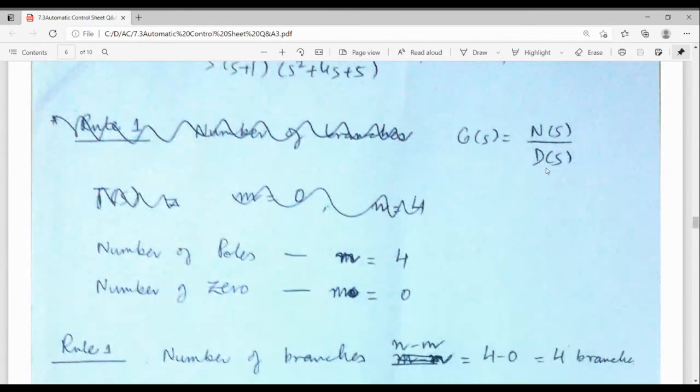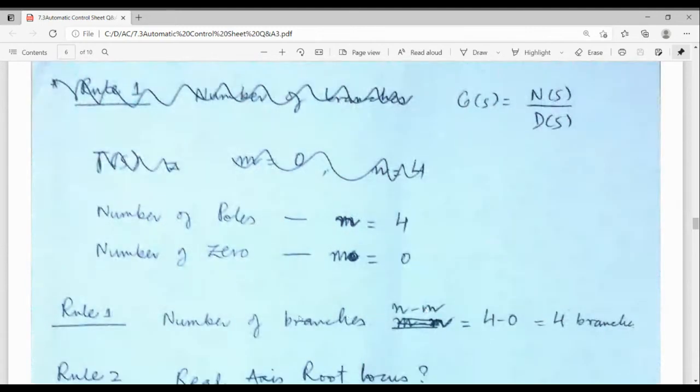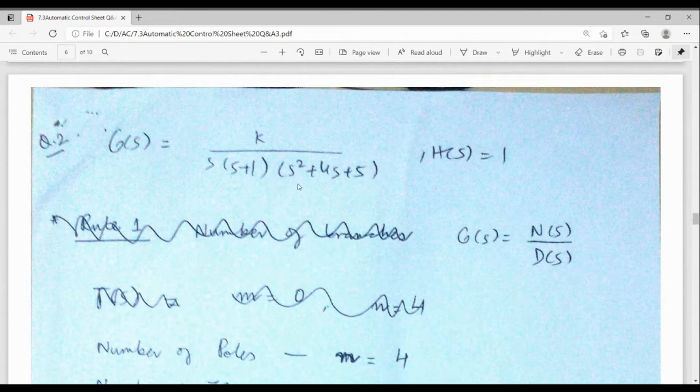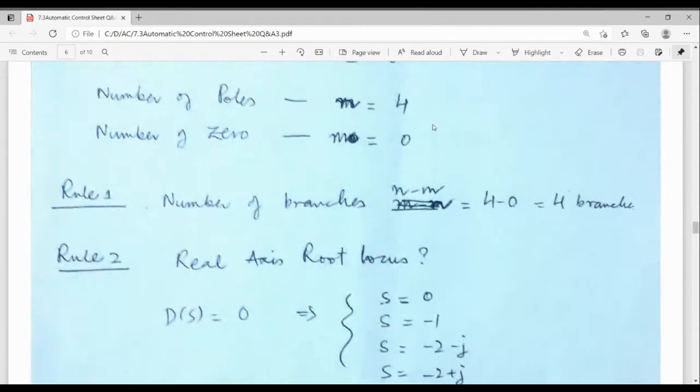As we can see here in the numerator, there is no s, so the number of zeros is 0. In the denominator, as you see here, s equal to 0, s equal to minus 1, and here we have two more roots. So 1, 2, 3, 4, there are 4 poles and 0 zeros.